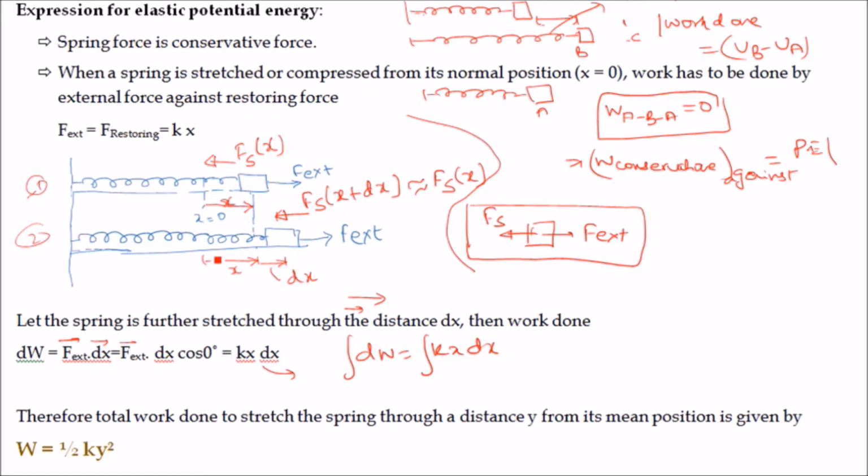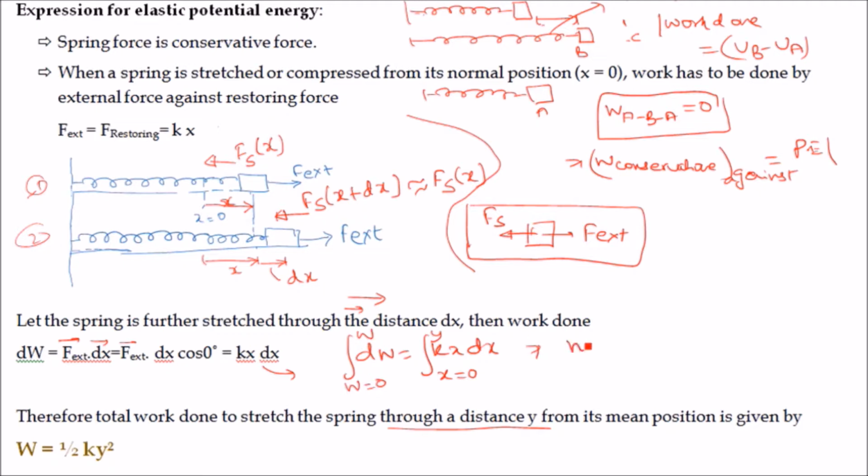The object is moving from x equal to 0 to x equal to y, because we have to calculate the work done through a distance y from its mean position. When x is equal to 0, the object is at its mean position, and if I put x equal to y, it means the object has shifted to a distance equal to y. When the object is at its mean position, the work done will be 0, and when the object has shifted to a distance y, the work done will be W.